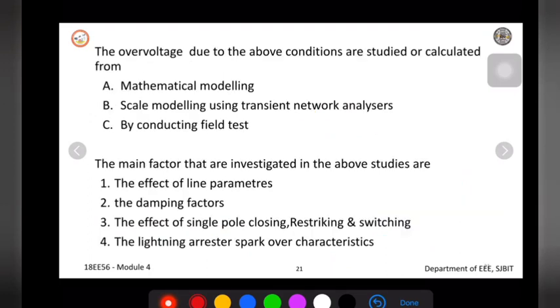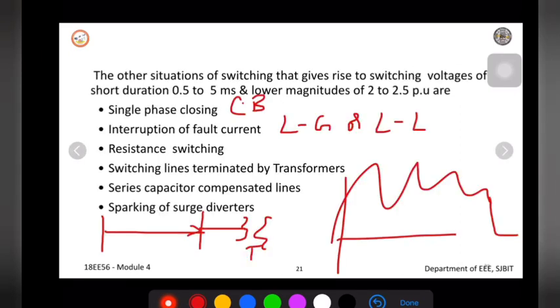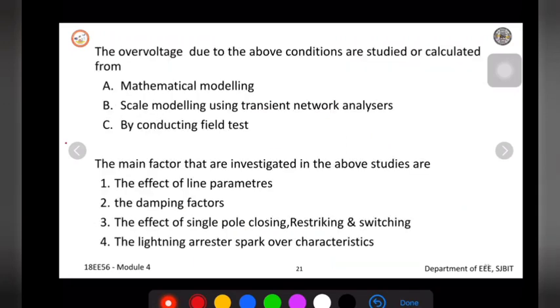So next is the over voltage due to the conditions which were studied here. The reason of over voltage or lower magnitude with a short duration. So with that condition, we can calculate how this over voltage can be calculated using three methods. The first one is we can make use of a mathematical modeling of a system using digital computers.